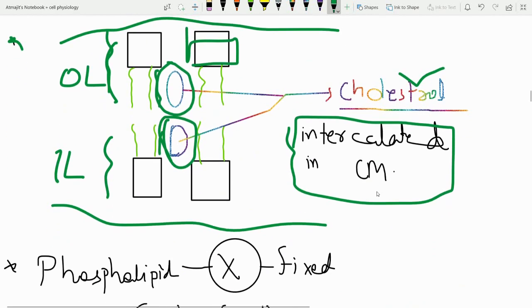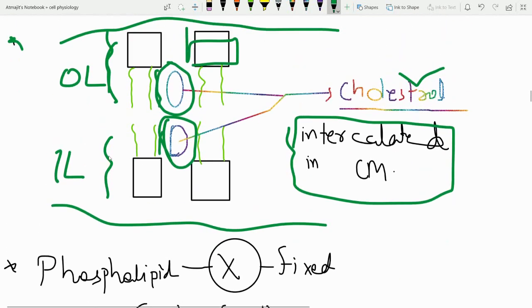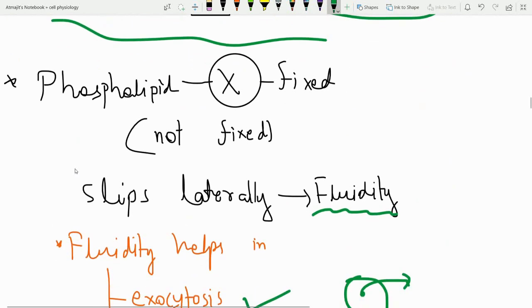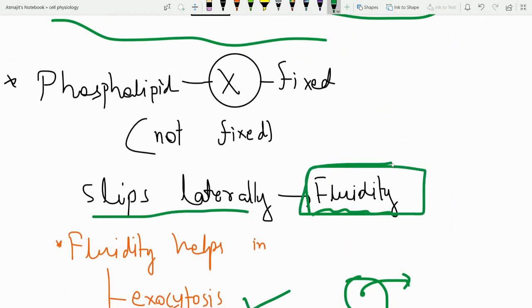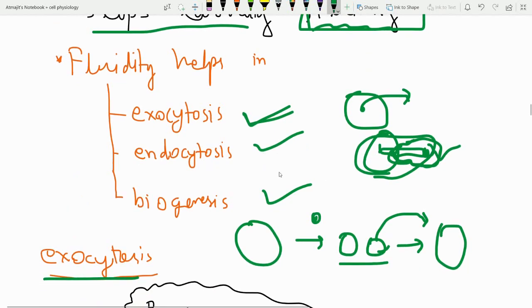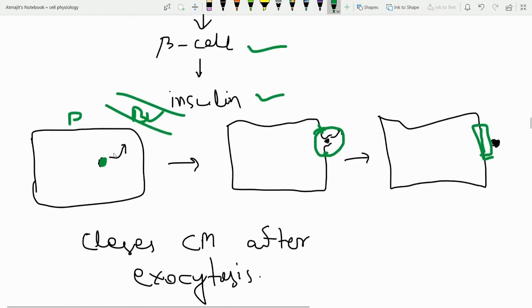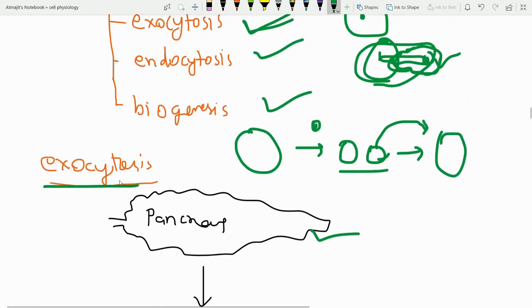They are not similar. Sometimes there are some cholesterols intercalated within the cell membrane. Then phospholipids are not fixed. They slip laterally. This character is called fluidity. Fluidity helps in exocytosis, endocytosis, and biogenesis. Exocytosis, like a beta cell secretes insulin, it goes out, it is called exocytosis.